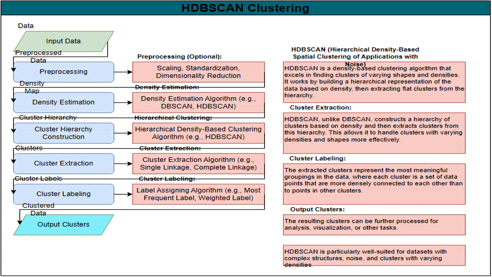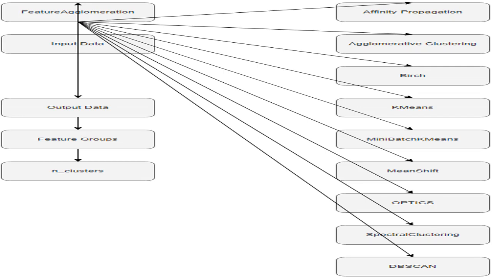The final clustered data represents the grouped data points, providing insights into the underlying structure of the input data. Cluster labels. Clustered data. The core component responsible for identifying and grouping related features in the input data. Input data. Unprocessed data containing various features. Output data. Transformed data with features grouped based on their relationships.